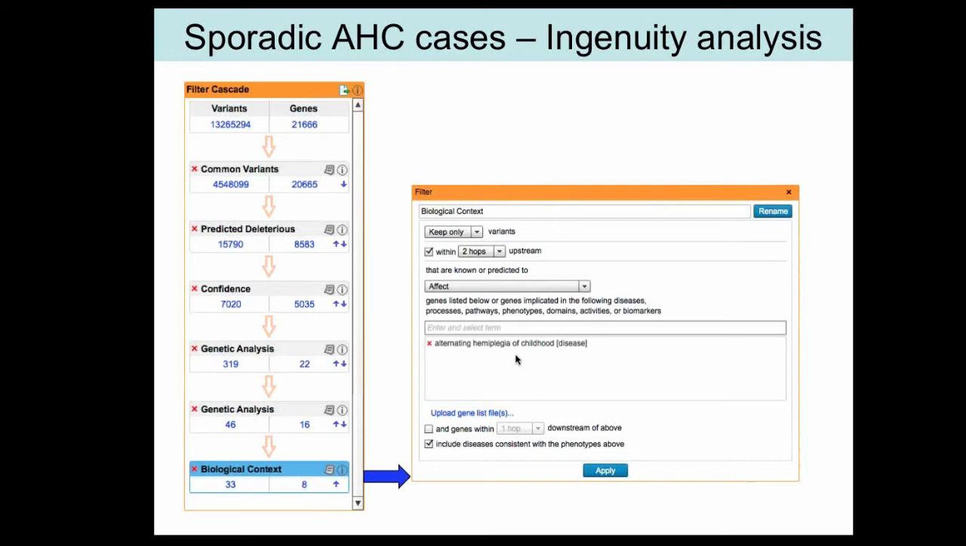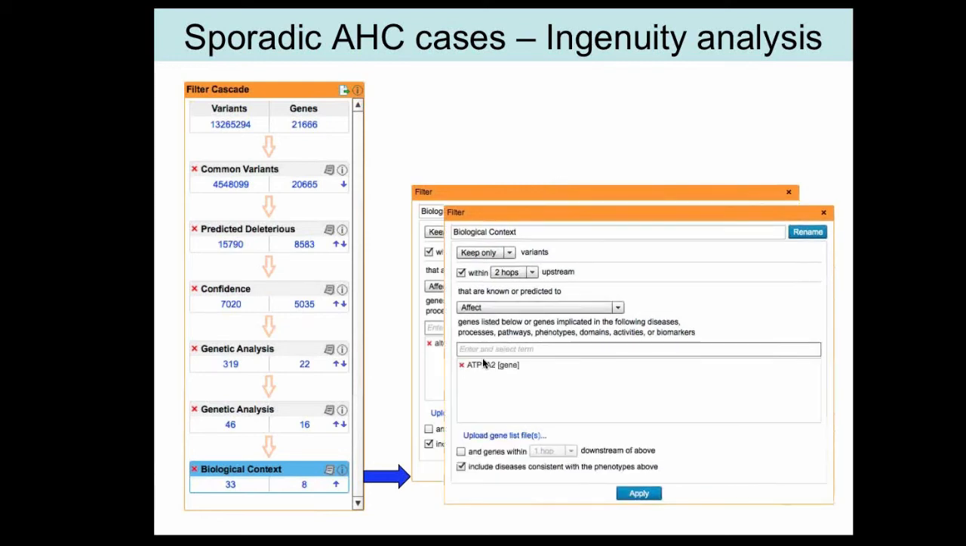Of course, since doing this analysis and since the publication, the definition of what is known to affect alternating hemiplegia of childhood has changed. So if I were to reproduce exactly the same analysis as done back then, I would replace that with just affecting the gene ATP1A2. Since we expect new genes to be affected here, it makes sense to choose variants that are somewhat related, using this filter of up to 2 hops upstream of this gene.